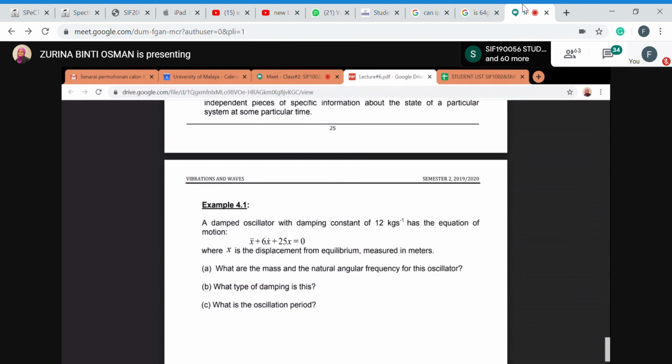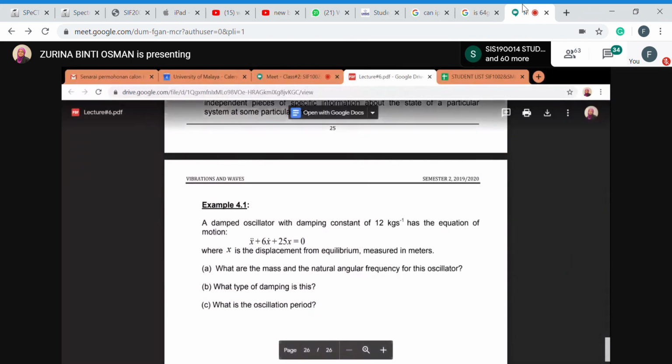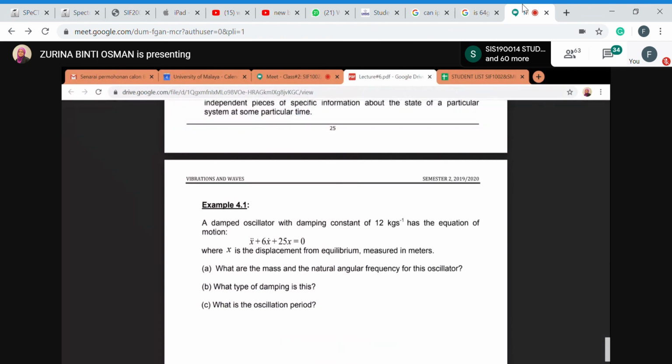You can check back to the notes: you need the value of gamma and the value of 2m omega naught. As I told you, you can compare with equation 4.3 to determine m and omega naught. I already gave you m as 2 and omega naught as 5, and the damping constant is given as 12. Then you can compare that 12 with 2m omega naught, so you can determine what type of damping it is. For this I will not give you the answer. Next week when we meet again, I will ask you for the answer.